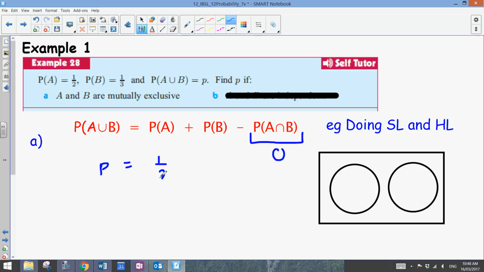The probability of A is 1/2. The probability of B is 1/3, and we do not want to have an overlap. So can we force our P to work out for us? Yes, we can. 1/2, find our common denominator. We will have 3/6 and 2/6, and we get an answer of 5/6.